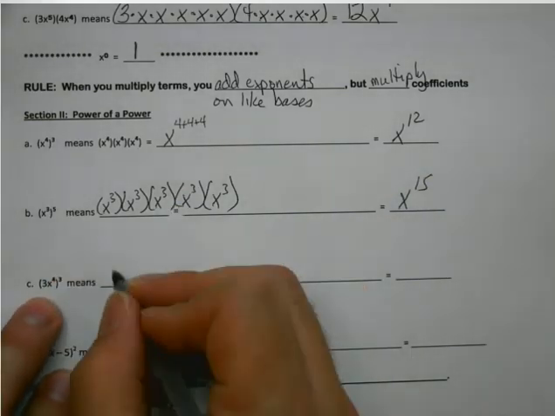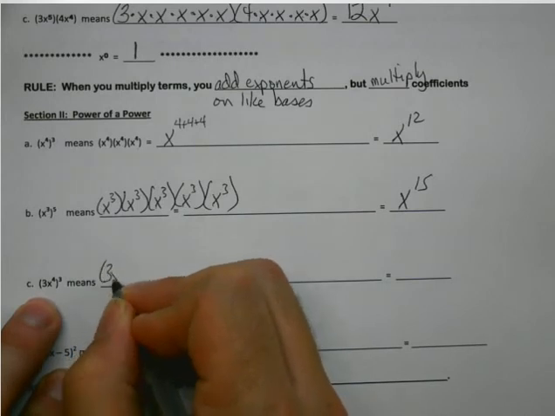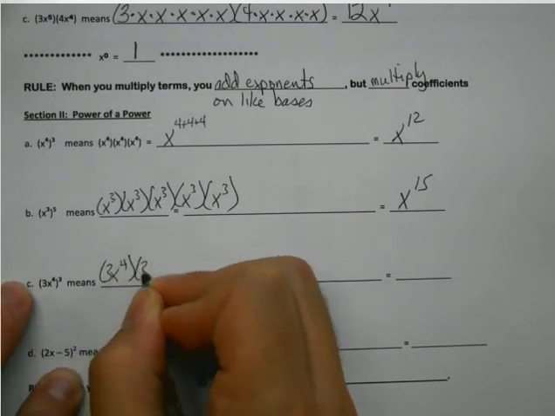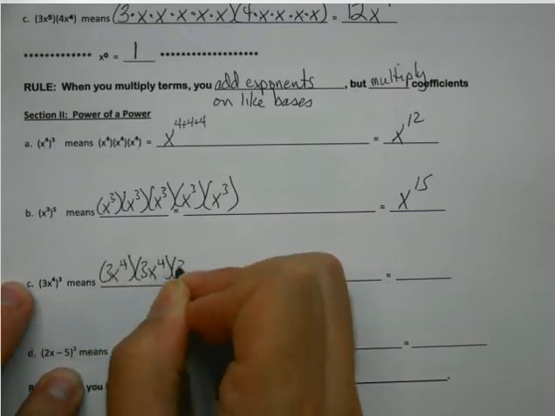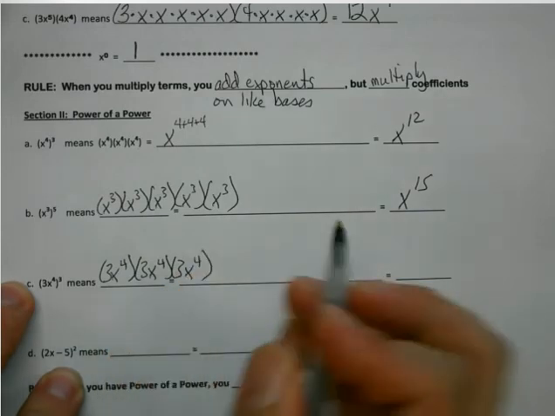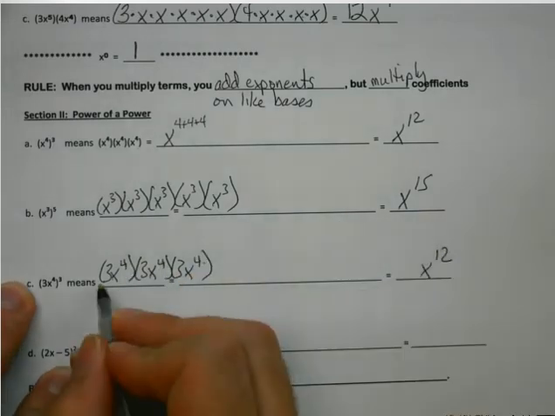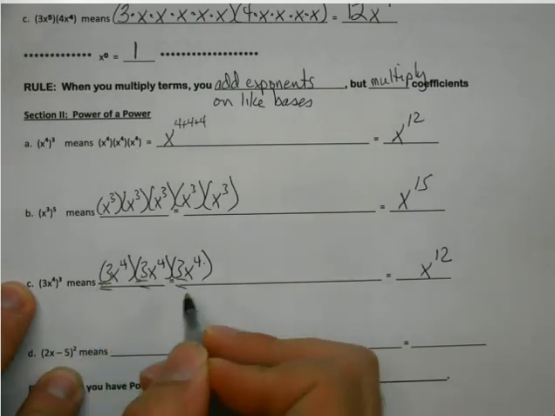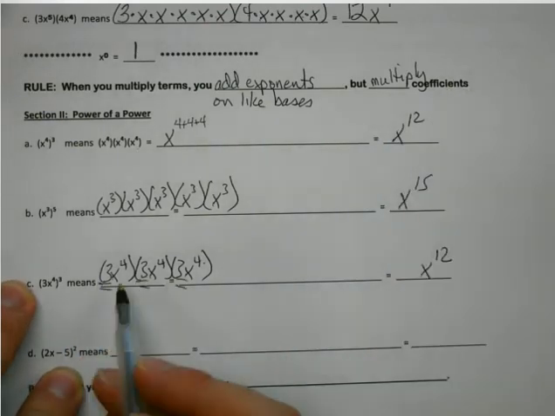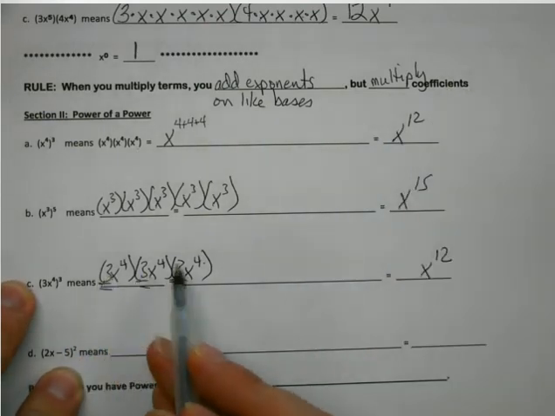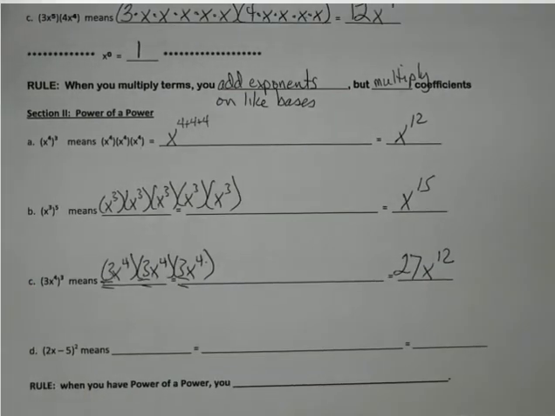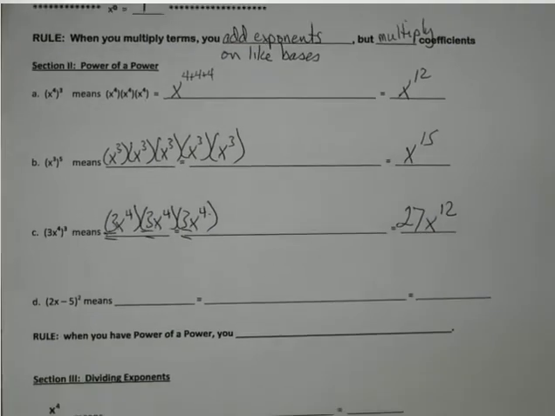This last one, again, can get a little tricky. Still going to add my exponents on my variables, gives me x to the 12th. But remember, like we said up in the first part, multiply the coefficients. 3 times 3 is 9, times 3 is 27. So definitely be cautious to make sure you don't get caught on that.